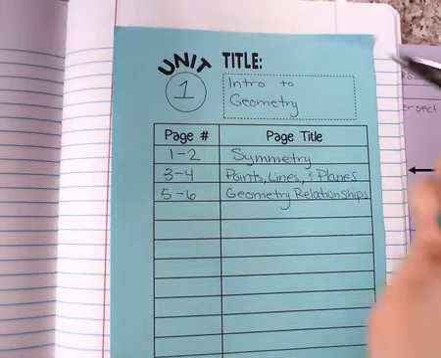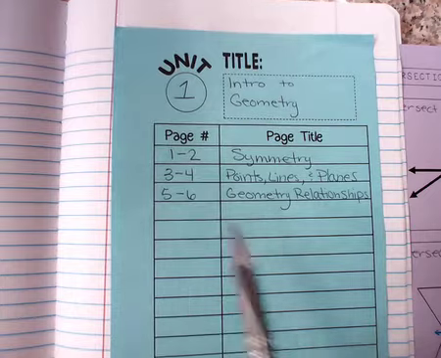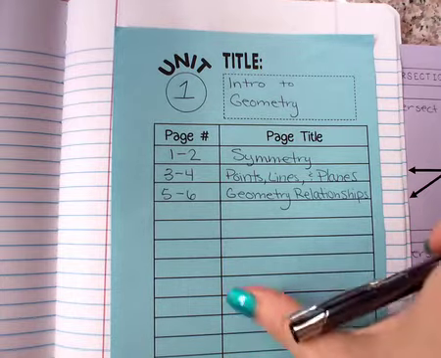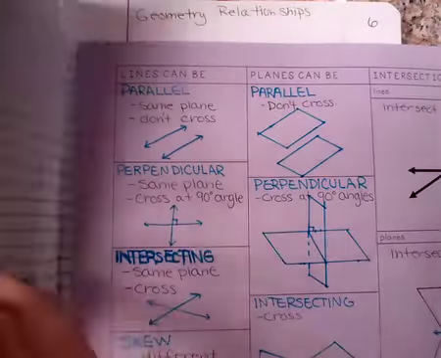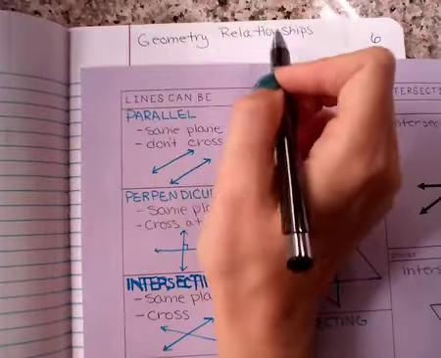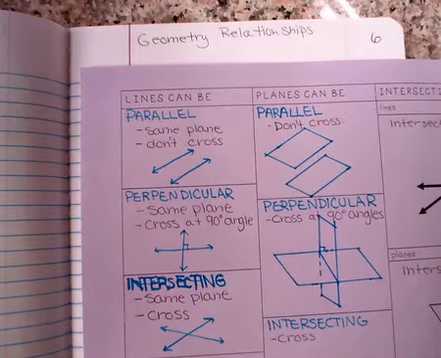All right. Today we are going to be completing pages 5 and 6. The title for these pages should be Geometry Relationships. So go ahead and turn to page 6. Title this page Geometry Relationships and make sure that you give it a page number 6.